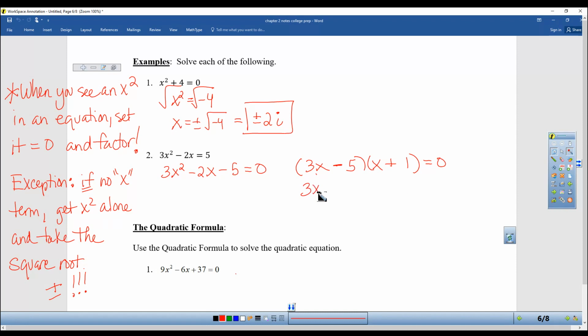So either 3x minus 5 is equal to 0. And this one you can probably do in your head. You don't need to write that step. Either x is equal to negative 1 or x is equal to 5/3. Okay? So these are your two main ways of solving an equation.